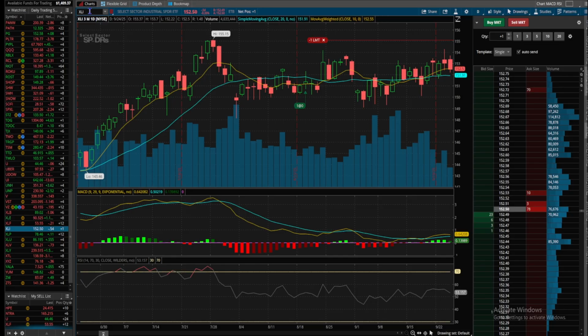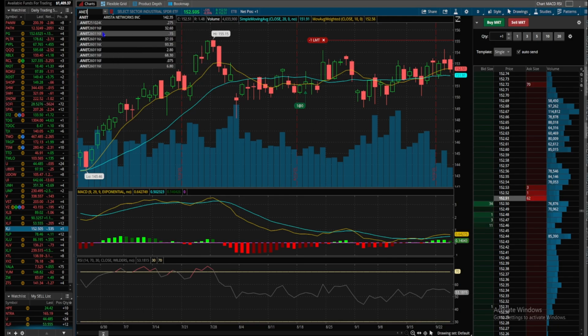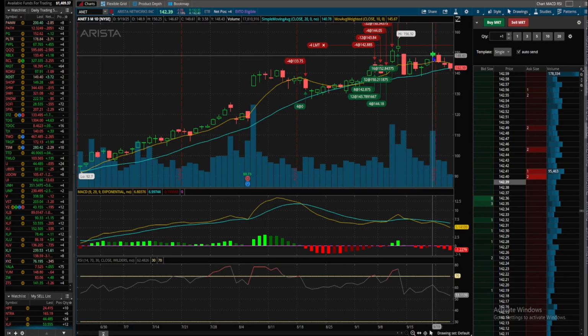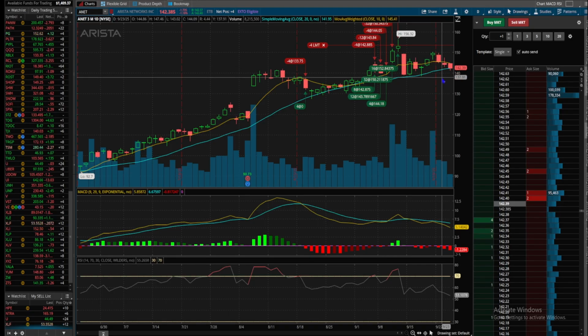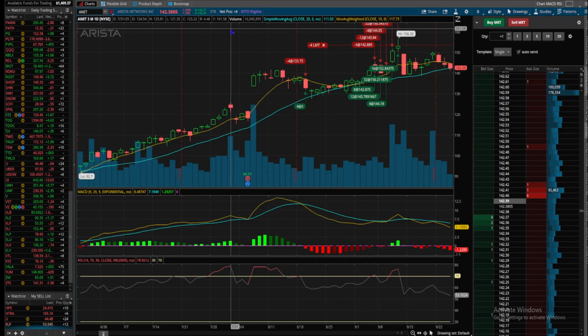Right, next buy alert that we received is for Arista Networks, which is ANET. So that is an old buy alert that we received back here. We now have price moving back down below our fast moving average. And we already have a sell order for all 4 shares that we own for Arista Networks. If I was maxed out, I would have 16 total shares. It's 4 shares per book.